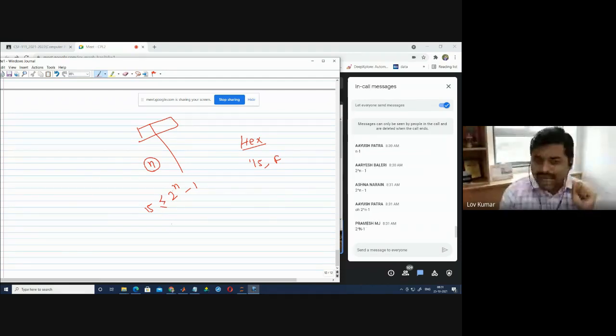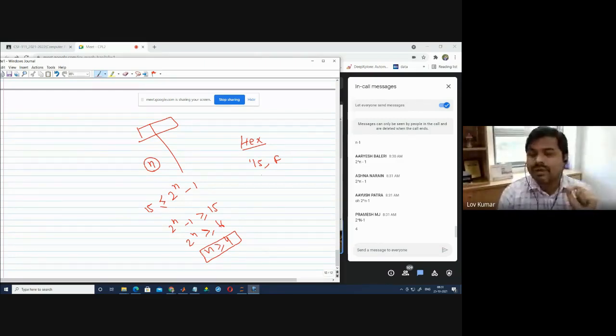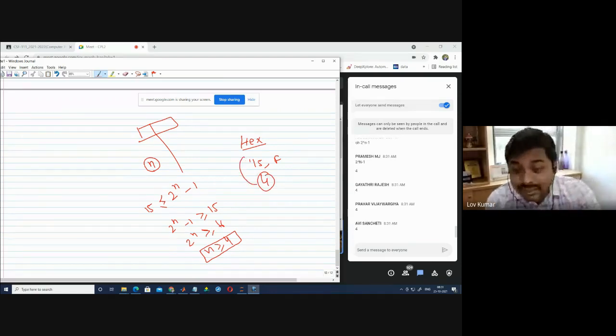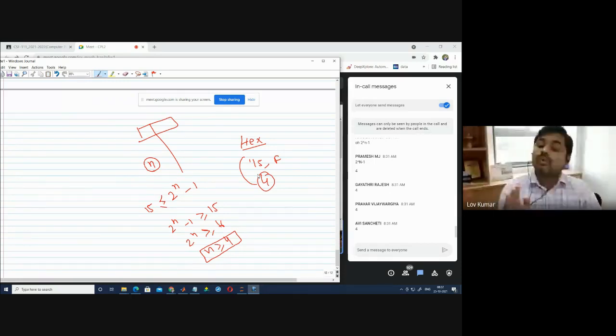Now, can we write 2 to the power n minus 1 greater than or equal to 15? The same as 2 to the power n greater than or equal to 16, and n greater than or equal to 4. What is the minimum value of n? 4. So that's why in hexadecimal we are taking 4 bits. If you are going to write hexadecimal in terms of binary, then you need a minimum of 4 bits to write a single number.